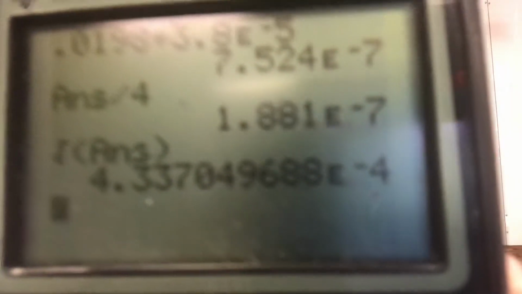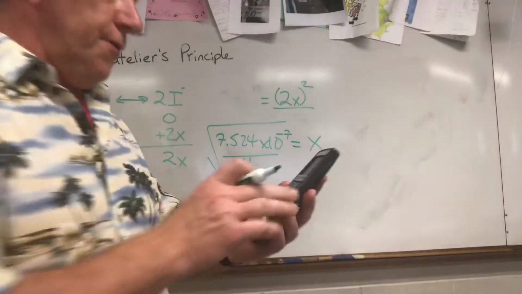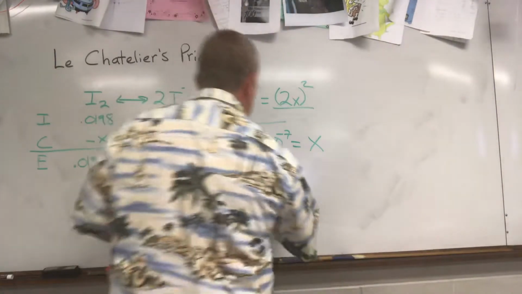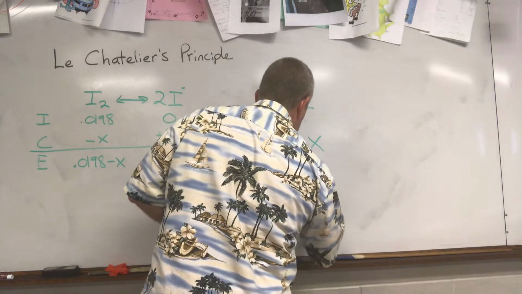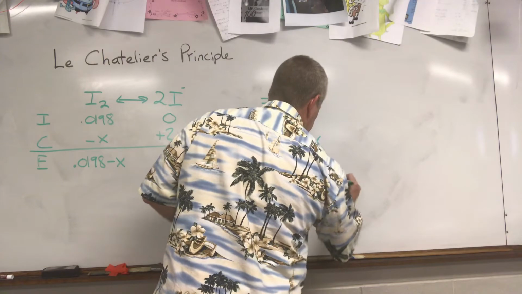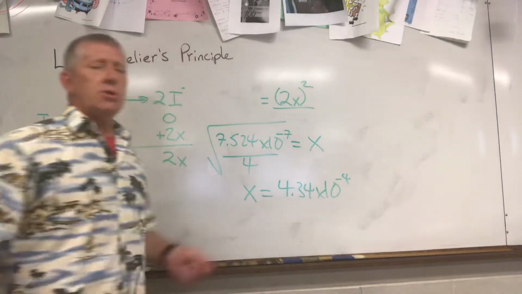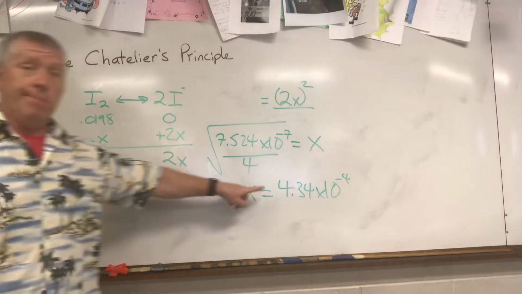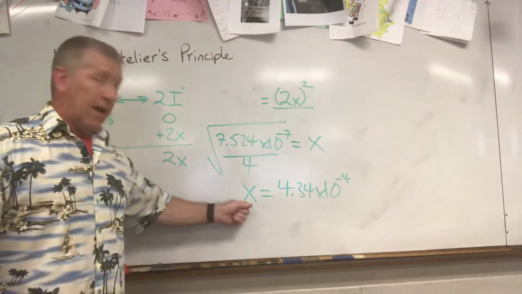Okay, we end up getting that right there. 4.34 times 10 to the negative 4th. Now you'll notice that if we look at the answers for this problem, that ain't one of them. Because that's not an answer.